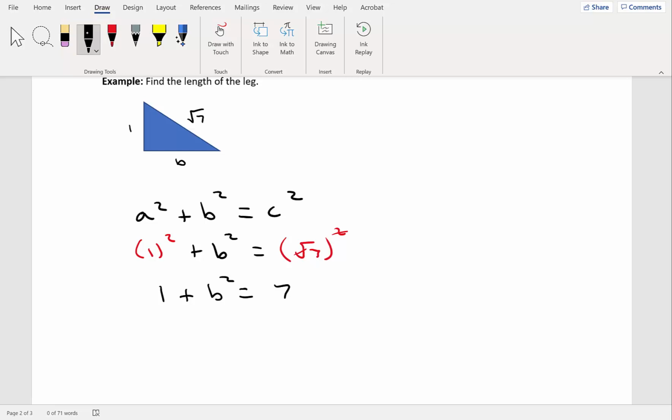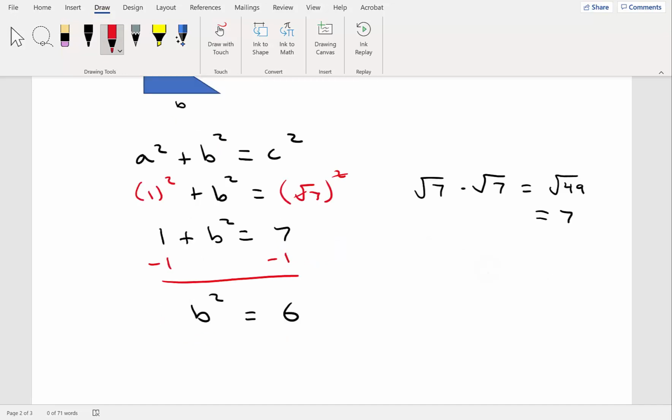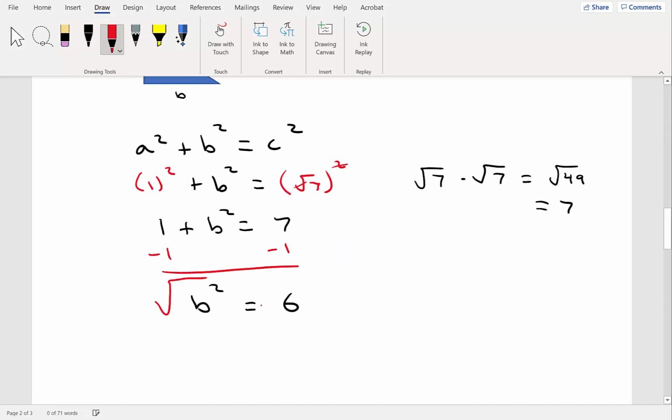Another way that you could have worked out that problem: the square root of 7 to the second power is really the square root of 7 times the square root of 7. We saw in a previous section that for multiplying radicals, you keep the radical sign the same and you multiply the radicands. So I get the square root of 49, which is equal to 7. Now we have to solve for b. Let's get the b squared by itself first. So I have b squared is equal to 6. Now to get b completely by itself, take the square root of both sides. The square root and second power cancel out. I get b is equal to the square root of 6.